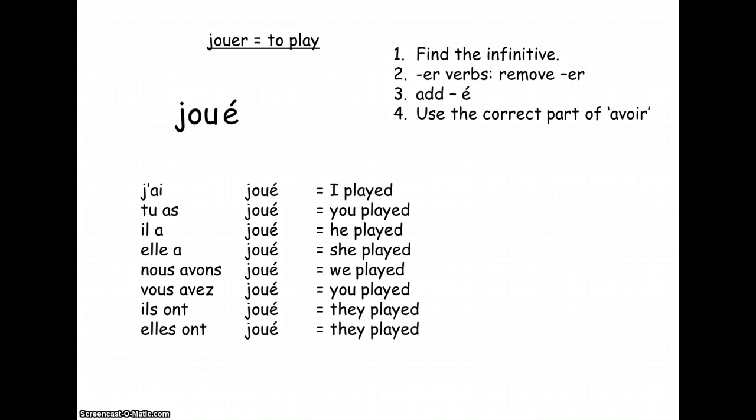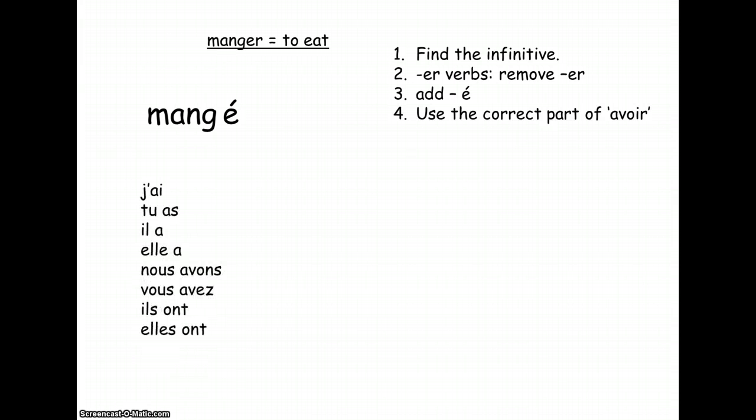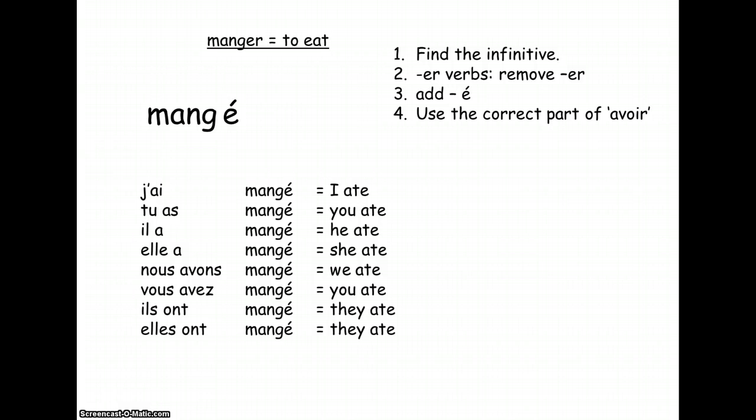So if we have another look at a different one, manger, same thing. We've got our infinitive out of the dictionary, the bit that means to eat. We take off the ending and we put the E acute on. And then to make our different forms of the verb, we combine that with the different parts of avoir again. J'ai mangé, I ate. Tu as mangé, you ate. Il a mangé, he ate. Elle a mangé, she ate. Nous avons mangé, vous avez mangé. Ils ont mangé, elles ont mangé.